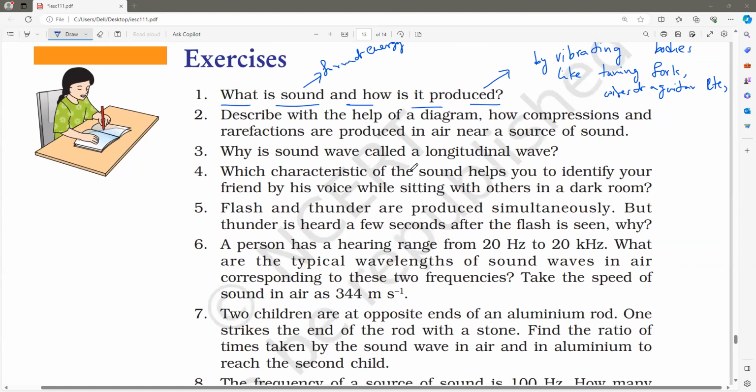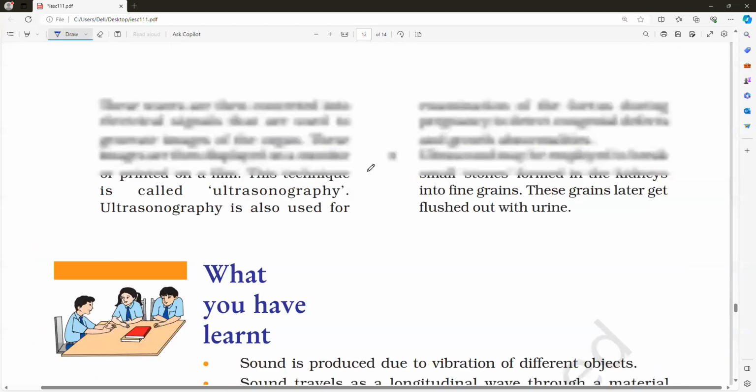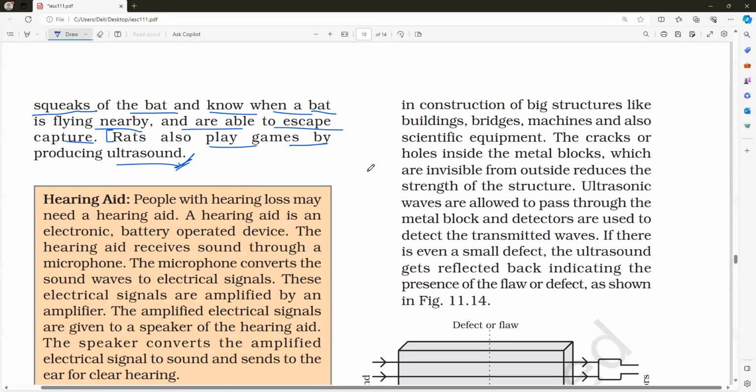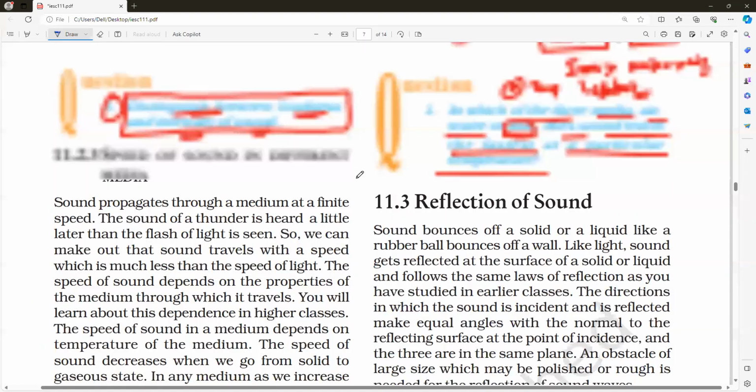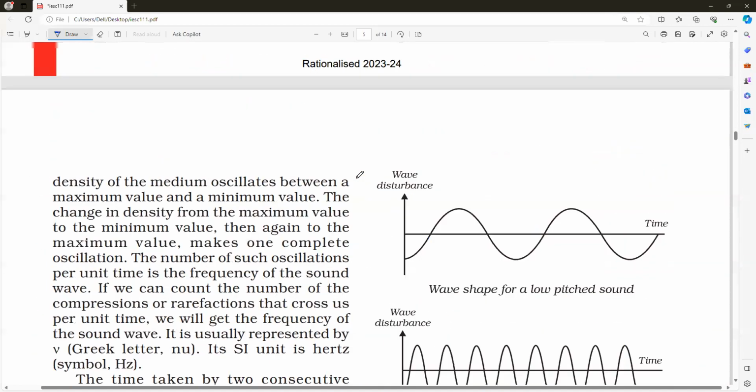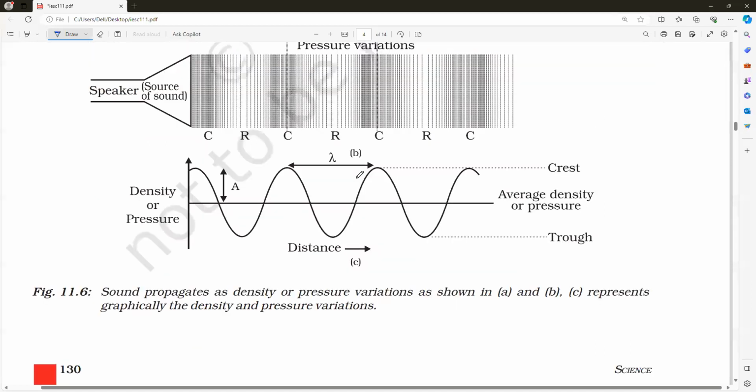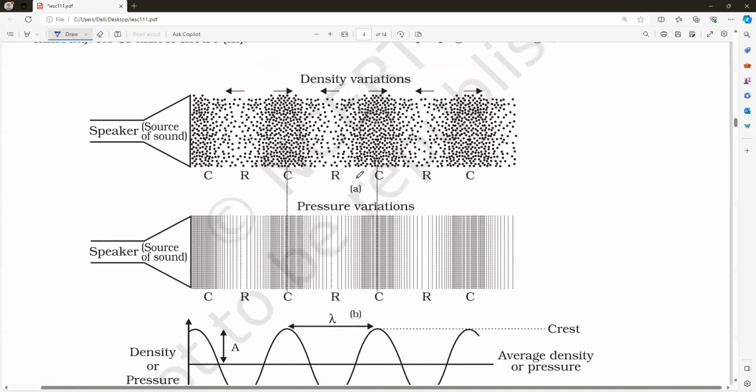Next, with the help of a diagram, how compressions and rarefactions are produced in air near a source of sound. So with the help of a diagram, we have to do it. What is the diagram? Your book also has it: the tuning fork diagram. If they ask in the exam, you have to draw the diagram, if not, no mark will be given.